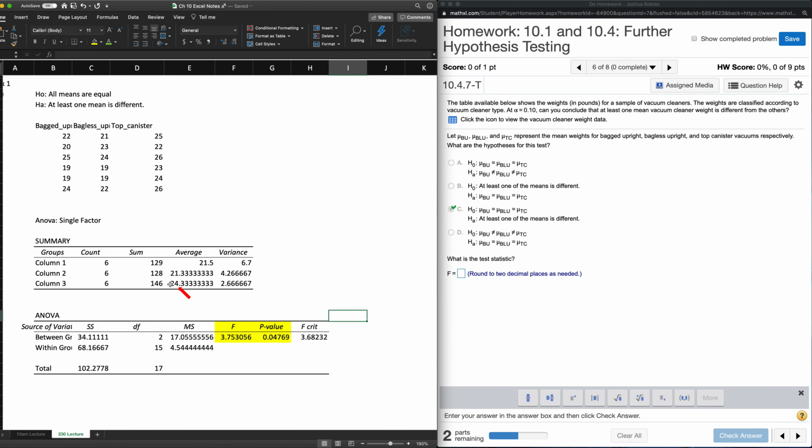So it looks like the third one, top canister, might have a much larger mean. If this standard deviation or variance is small, then we can be confident that it's different than the rest, and so that'll show up in a large F statistic. So this is always a right-tailed test, but I'd like you to focus more on the p-value. So we are asking something to calculate this for us. We might need the F statistic itself, but we can focus on interpreting from the p-value here.